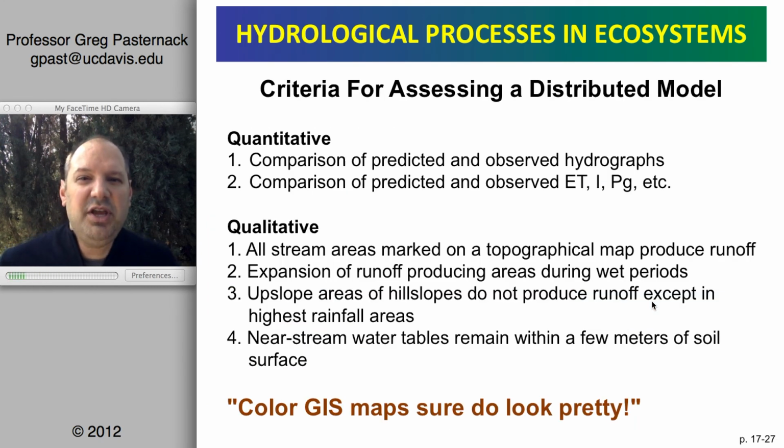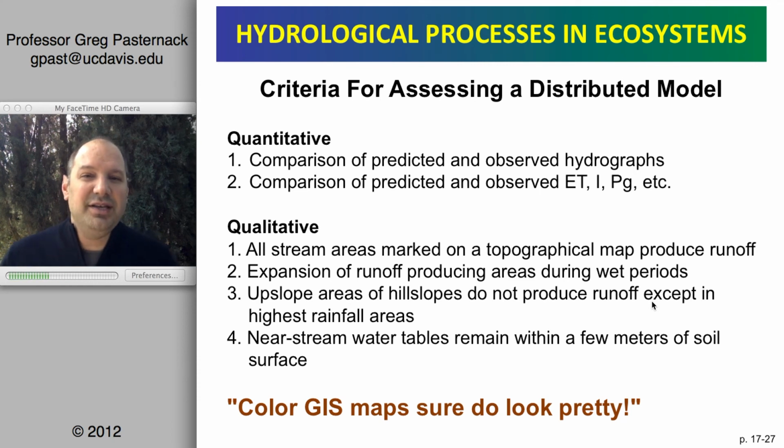Okay, so now I want to switch gears. I've introduced you to the idea of a distributed hydrological model without going into the nuts and bolts of it. We're going to get into that more in future lectures, so that's not what I want to focus on now. But let's assume that you have a distributed hydrological model, you've built it, you've run it. How do you decide if it's good?